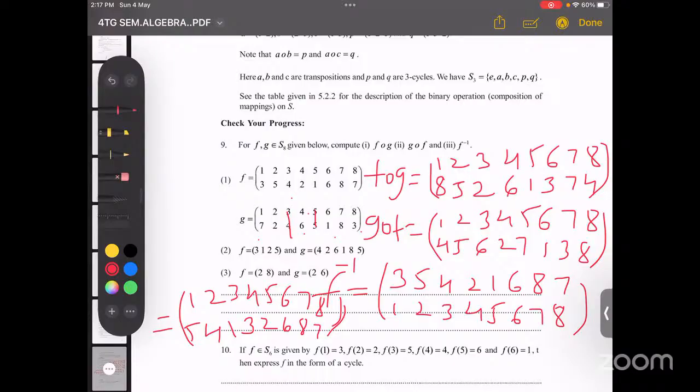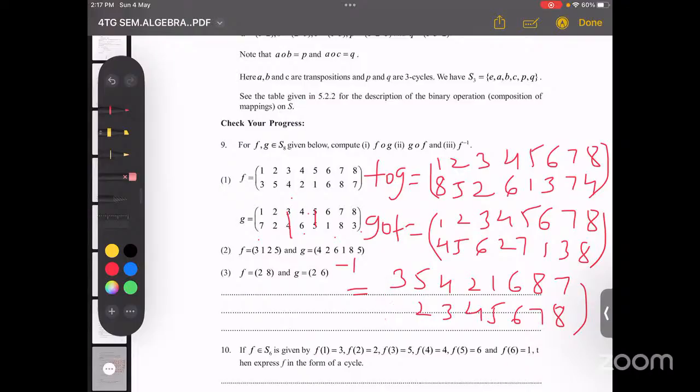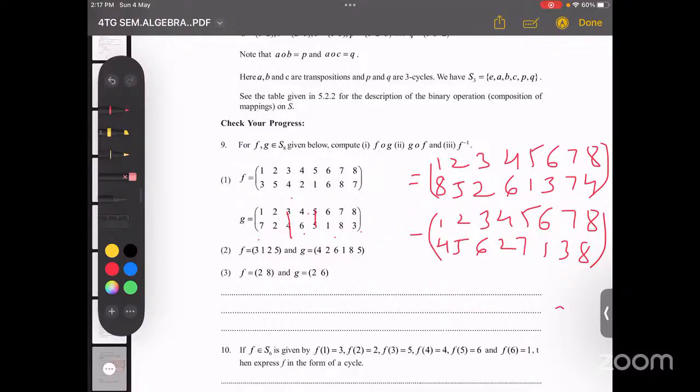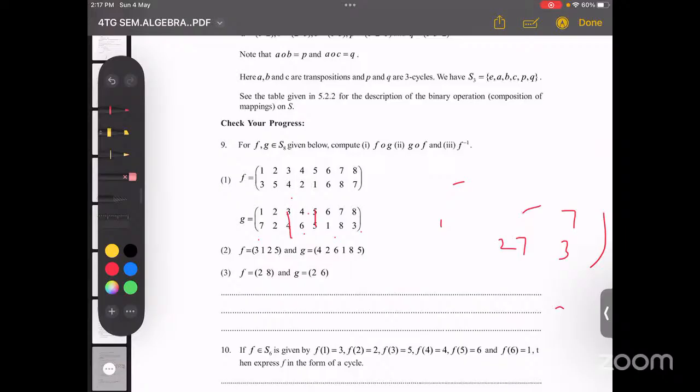So like this, we have to write the f inverse or g inverse or anything. First you interchange that one, then you write in the order. Okay, so the second problem is that your f value and g value are given in cycles. That cycle you have to write in the form of a permutation, and then you have to find f circle g and also g circle f and also f inverse.